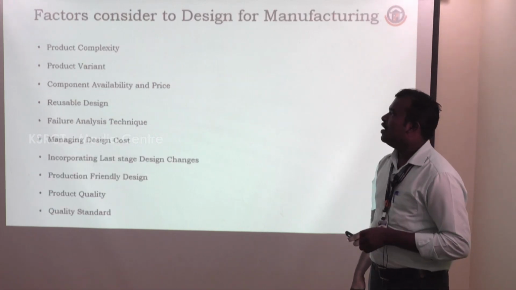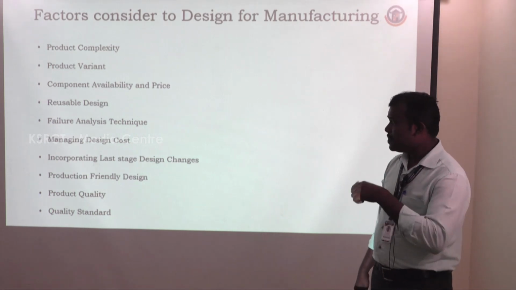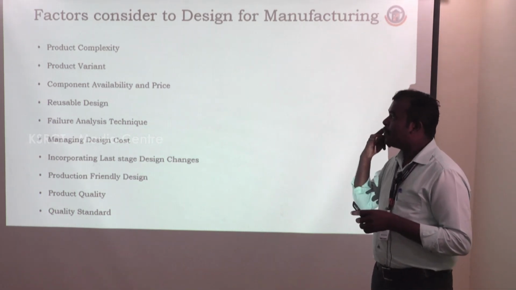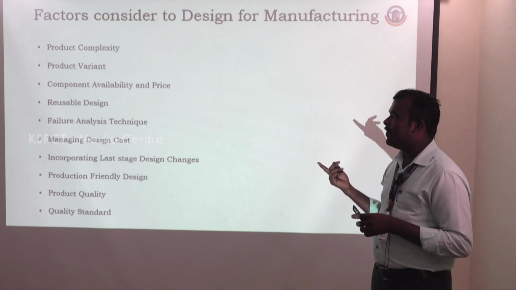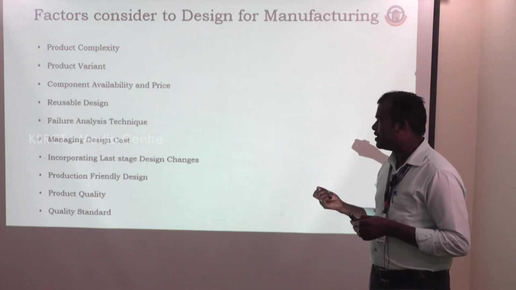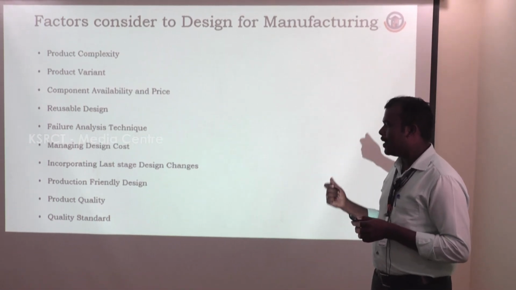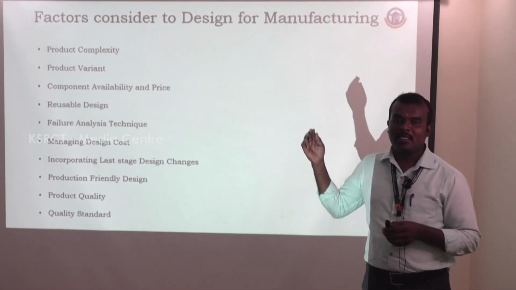After that, what are the factors to be considered for manufacturing? The factors are product complexity, product variant, component availability and price, reusable design, failure analysis technique, managing design cost, incorporating production, product quality and quality standards. So these are the factors.